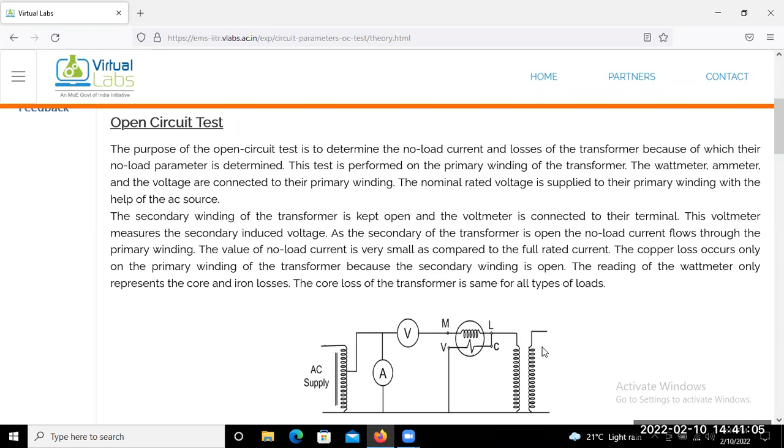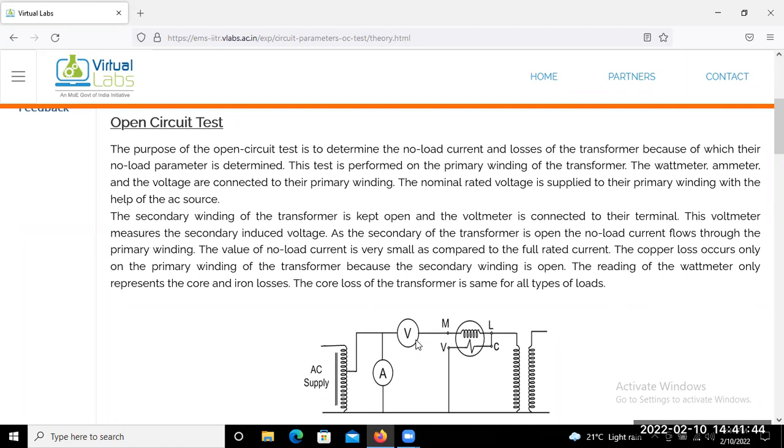So the instrument may not be standard when you perform the open circuit test at the laboratory. A standard measuring instrument comes in a standard range, that means 230 volt or maybe 440 volt. Since we require the rated voltage, and that type of measuring instrument is available with us, we can connect it during the open circuit test.